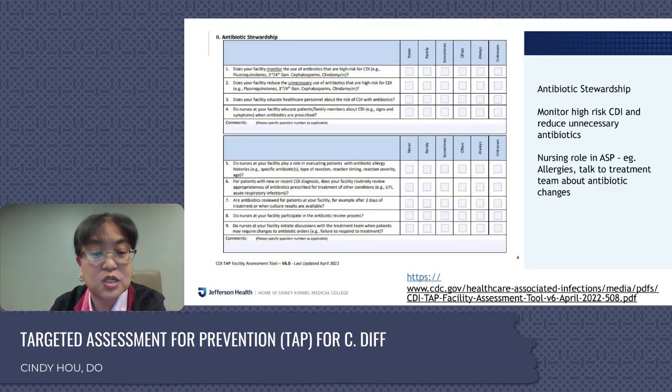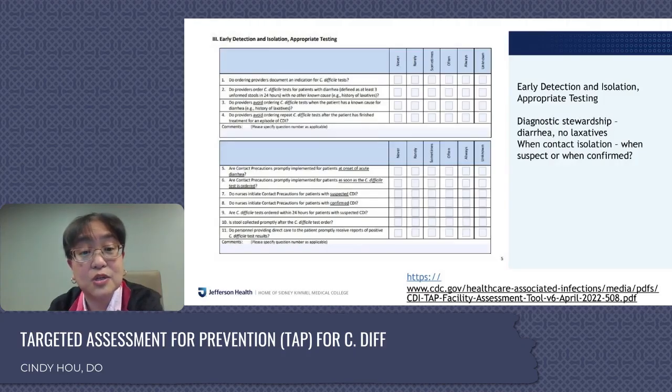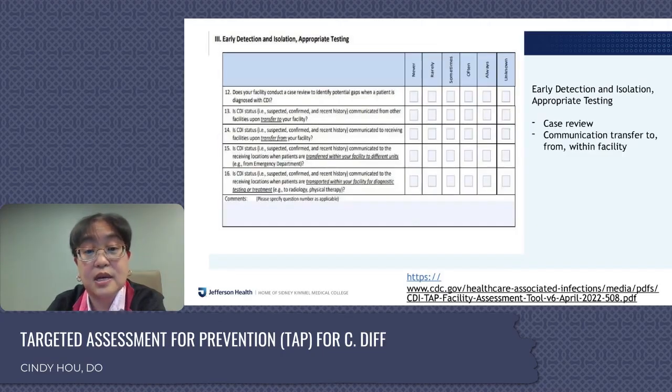Interestingly, there are a number of questions regarding nursing's role in antimicrobial stewardship, which are secret weapons because they could be engaged in taking allergies. They could first notify a physician if there are adverse events such as rashes. Then there's early detection and isolation, appropriate testing. There's a lot about diagnostic stewardship, especially not to test when there are laxatives, when contact isolation is deployed. And then do you do case review? Do you communicate, talk to each other when you're transferring in the facility or from or within the facility, such as to different radiology units?